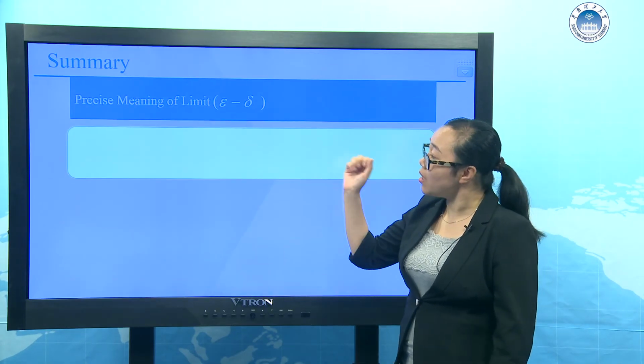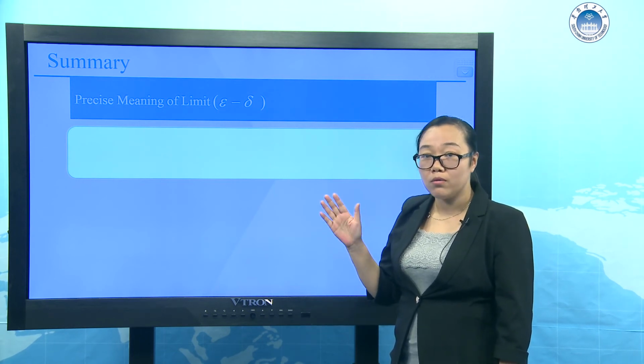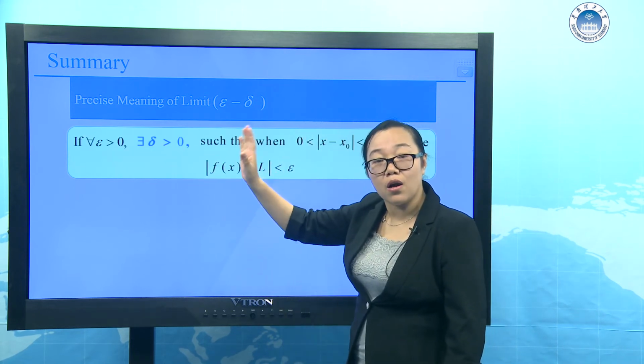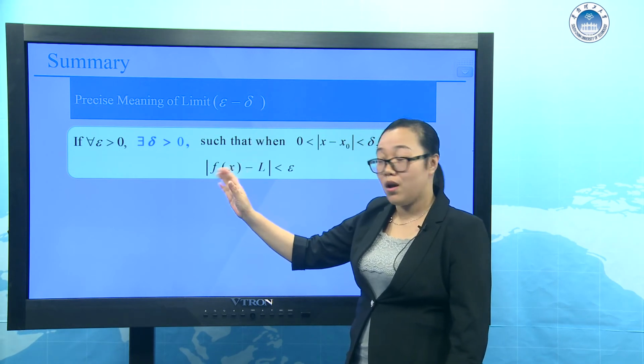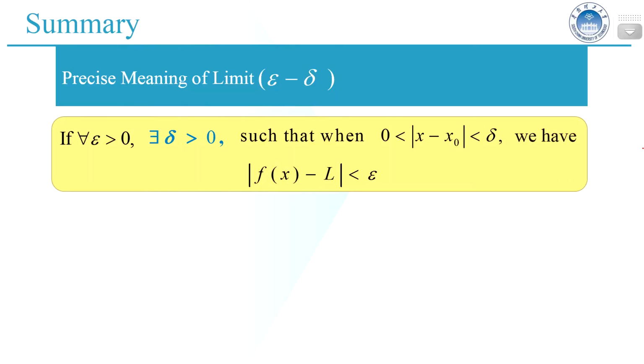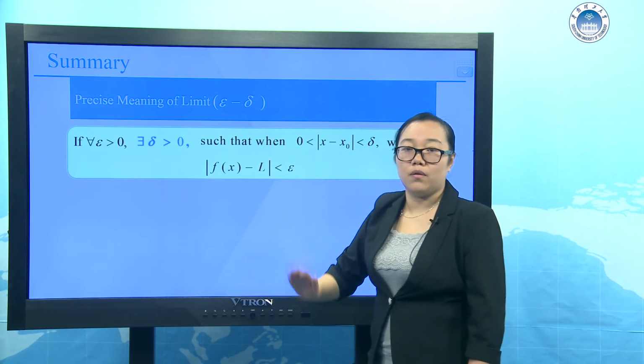We have the following summary: the precise meaning of the limit, epsilon-delta. Try to understand, okay? For every epsilon greater than 0, there is a corresponding delta greater than 0. Epsilon is given, try to find the delta, such that if 0 less than absolute value of x minus x0 less than delta. How to understand? This means 0 less than means it doesn't include the point x0. We always have the absolute value of f(x) minus L less than epsilon.